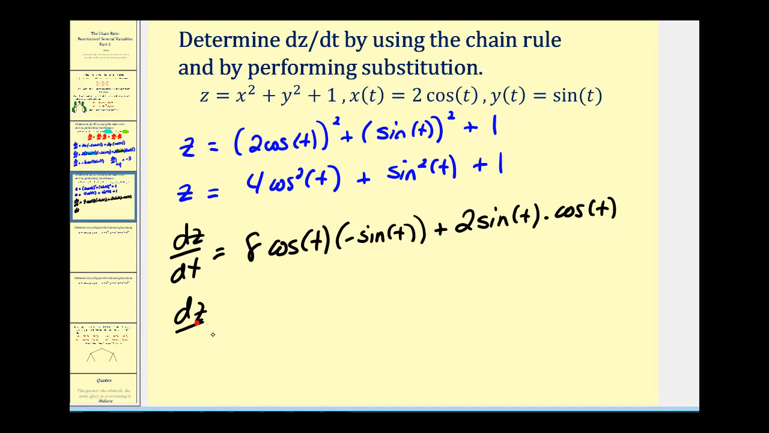So dz/dt is going to be equal to, now these are like terms again, this is negative 8 cosine t sine t, this is positive 2 cosine t sine t. So our derivative of course is the same. We have negative 6 cosine t sine t. And that should make sense: whether we use the chain rule or we use substitution, our derivative should be the same. Let's go and take a look at one more.